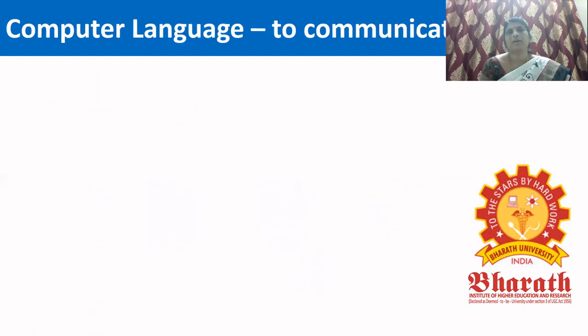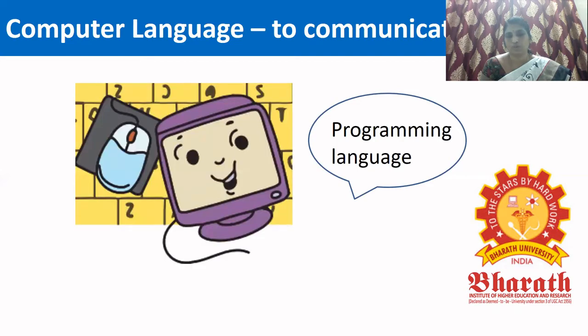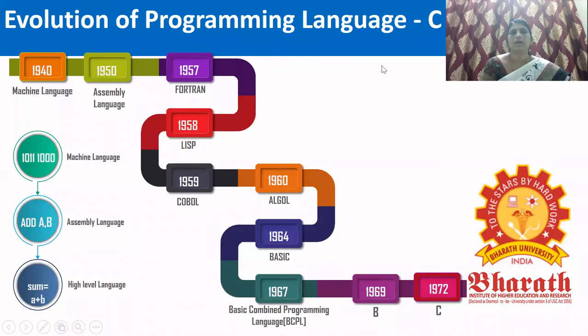Computers provide extraordinary solutions to all the problems. So in order to communicate with the computers, we need a programming language. One such programming language is the C language. Let's see the evolution of programming language C.